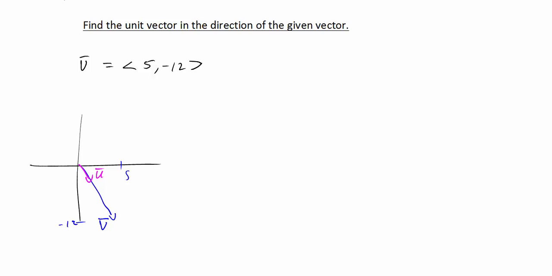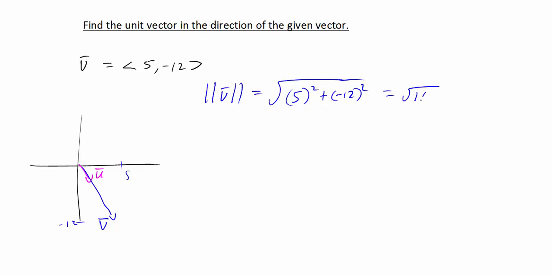To do that, we first need to find the magnitude of our vector. The magnitude of v is simply the square root of 5 squared plus negative 12 squared. This is the same formula we did before for calculating the magnitude. Here we end up with 25 and 144, so that's the square root of 169, which simply equals 13. That means the length of this vector is 13.